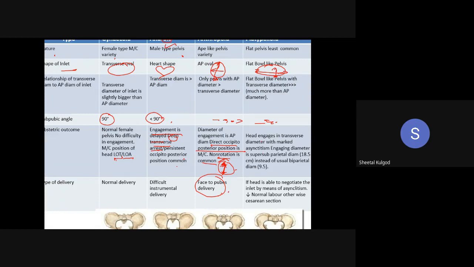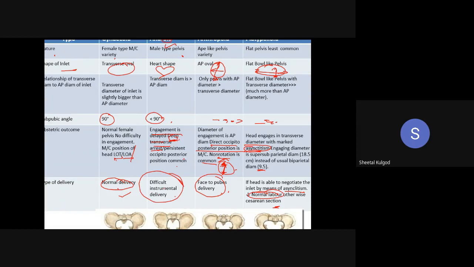Whereas in platypelloid, the head will engage with difficulty in the transverse diameter, and there is something called asynclitism, which occurs more commonly in platypelloid pelvis. We will learn about this in the next few slides. Though engagement occurs with difficulty, sometimes the head negotiates the inlet by means of asynclitism, and then normal labor can occur in a platypelloid pelvis. Whereas in the gynecoid pelvis, there is usually a normal delivery because there is no difficulty.